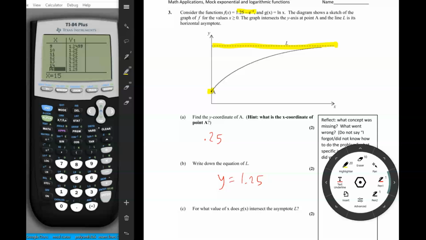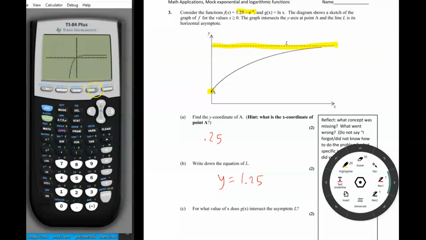Another way to do that is you could do the graph, and then you could trace, and as you move the cursor to the right, you can see that the y value is just getting closer and closer to 1.25, right?